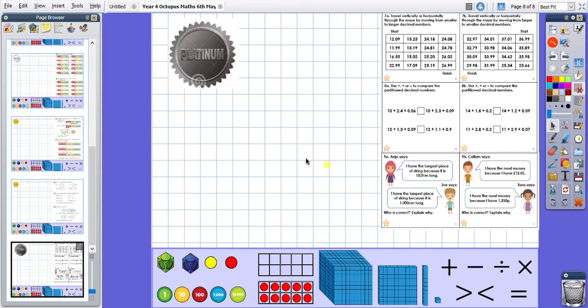Finally, for platinum, some greater depth, some mastery questions for you. Thinking about your comparing decimal numbers, using your greater than and less than sign, and explaining your understanding, so proving that you have mastered the technique of comparing decimals. Any problems, please let me know or send me an email and I am happy to help.